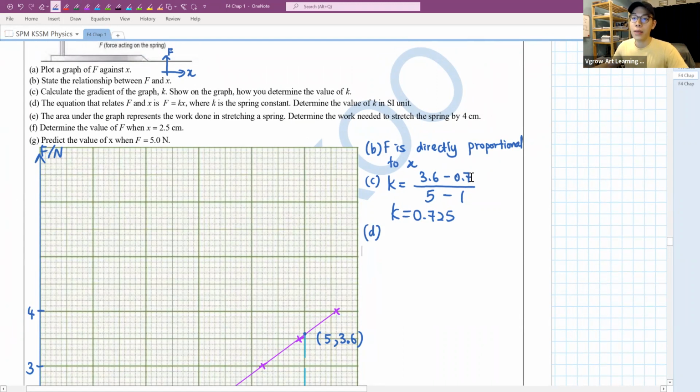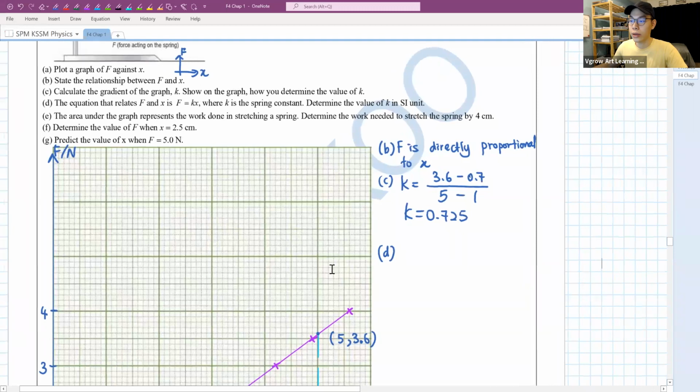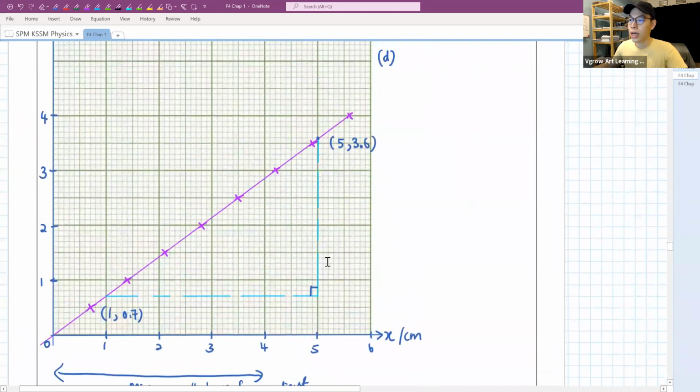Okay, but B, the equation that relates f and x is f equals kx, where k is the spring constant. Determine the value of k in SI unit. Oh, calculate the gradient k. Oh, there's one more thing that we should do, which is to put down the units.